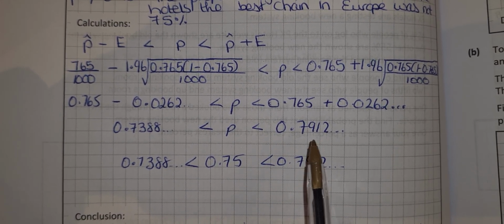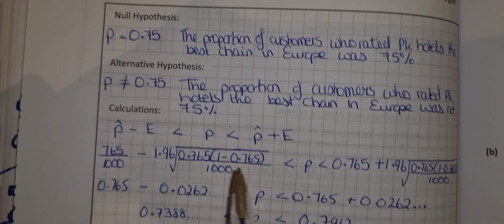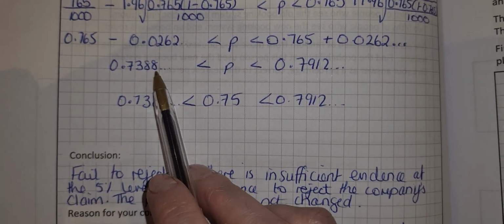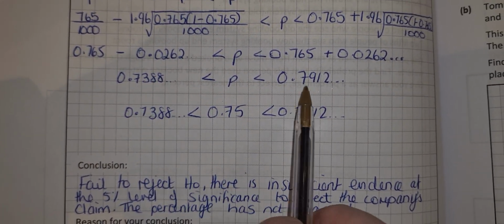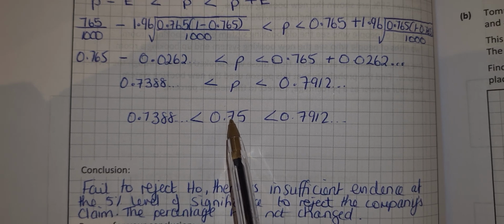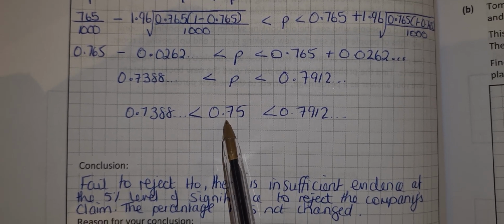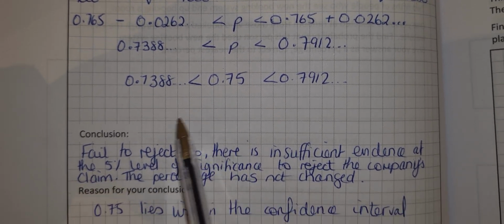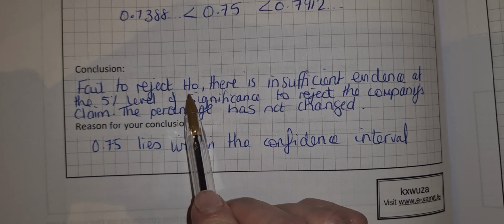So if we look at our null hypothesis, it was 0.75, 75%. 0.75 lies in between the upper and the lower threshold, so it lies within the confidence interval. That would mean that we fail to reject the null hypothesis. So my conclusion, I fail to reject H0.